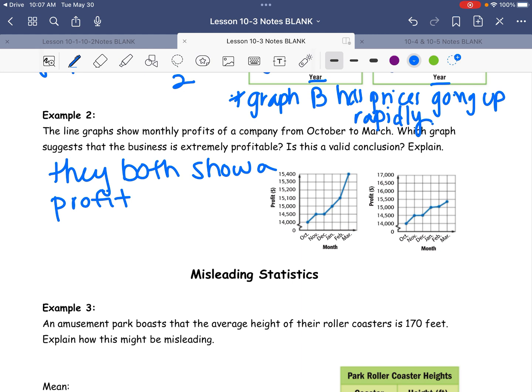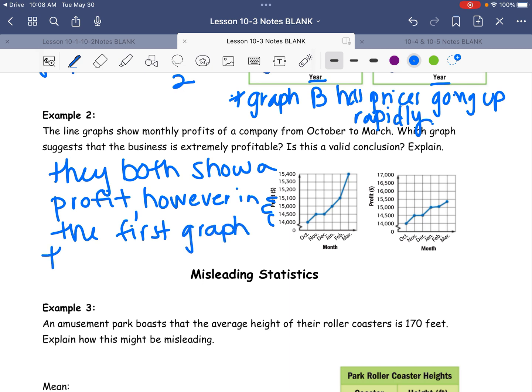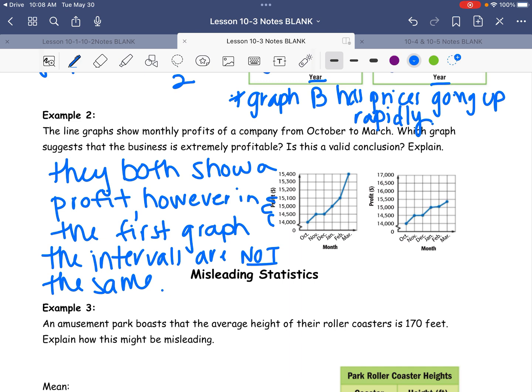However, in the first graph, I don't know if you noticed, it went up by 500, but then it only went up by 100. So in the first graph, the intervals are not the same. If we're looking for which is extremely profitable, we would probably choose graph A, the first graph.